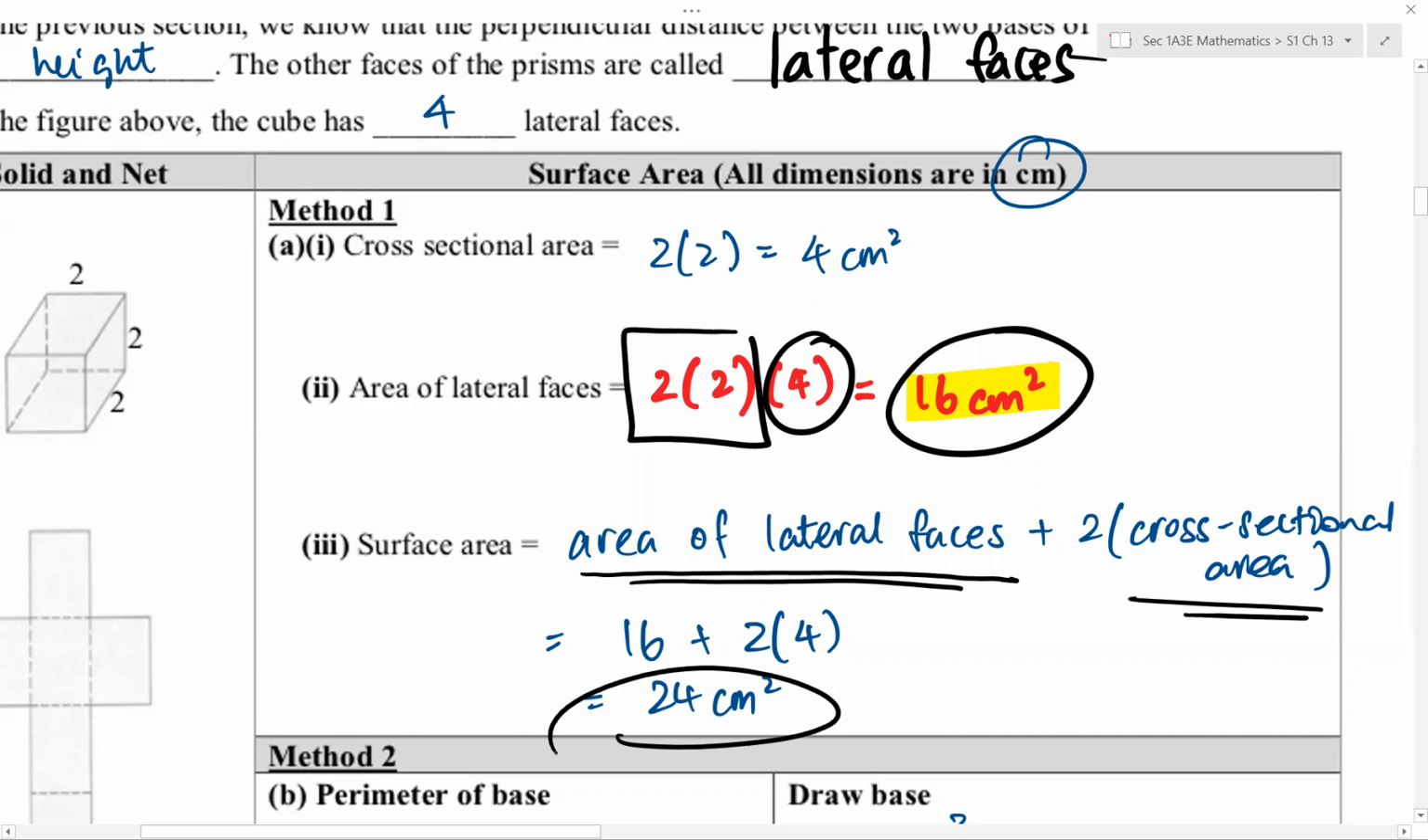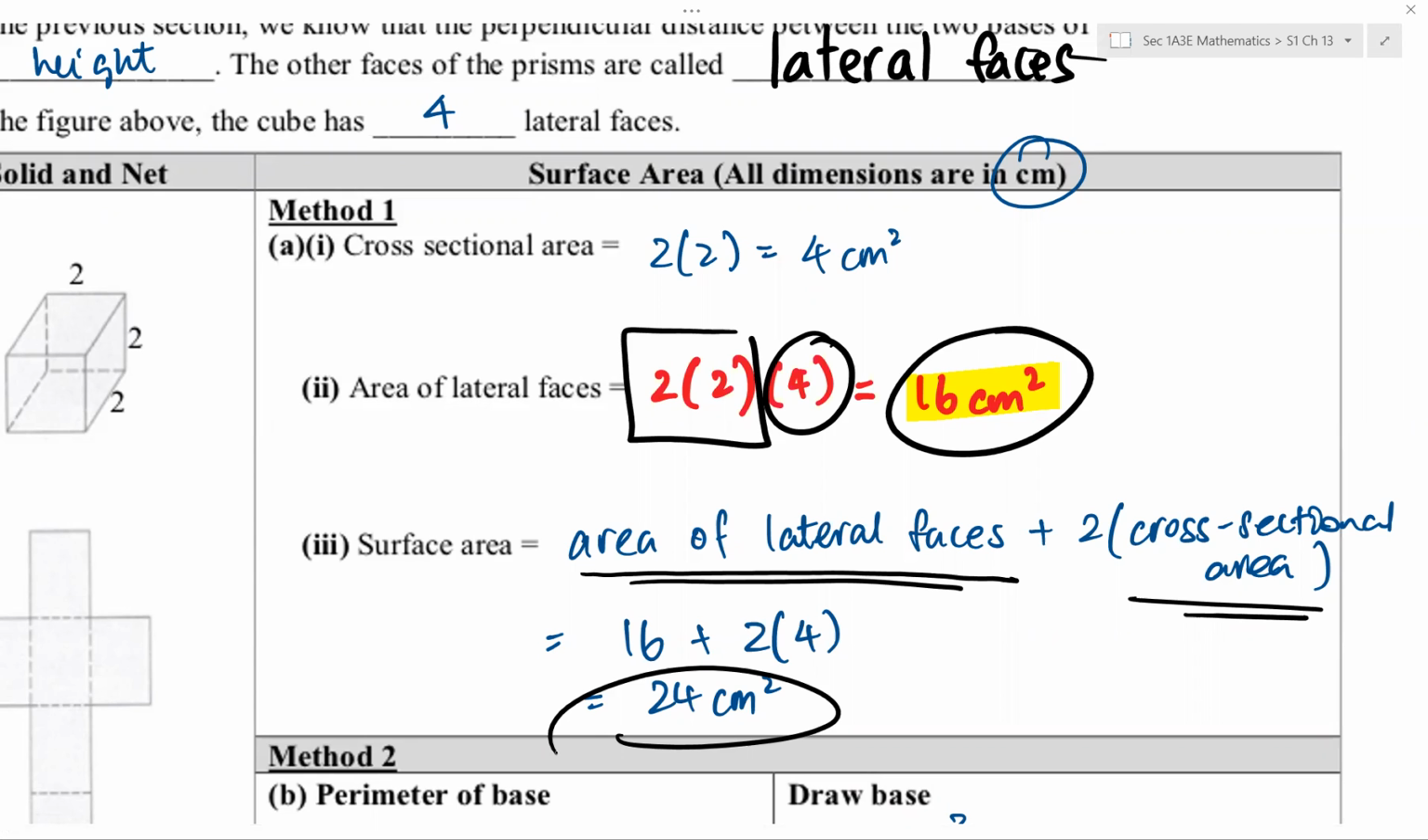This is one method that I do not recommend, but I just show you only. This is the logic behind it. Find the area of all the sides, all the different surfaces. Base area on top, base area at the bottom, all the other 4 faces at the side, known as the lateral areas, lateral faces. So then you get 24. This is not what I'm recommending.